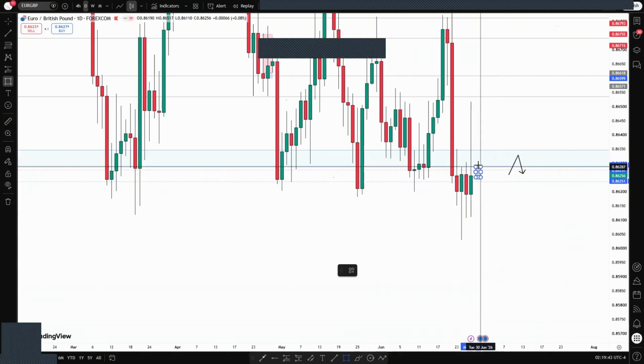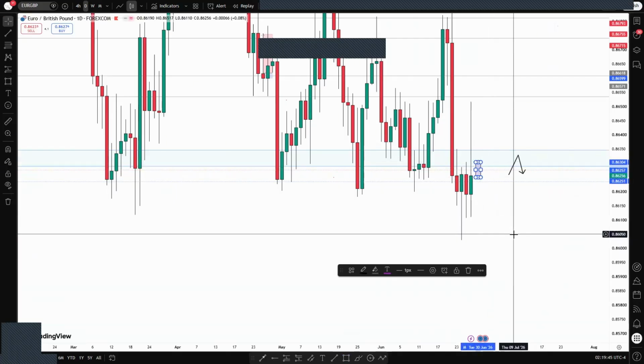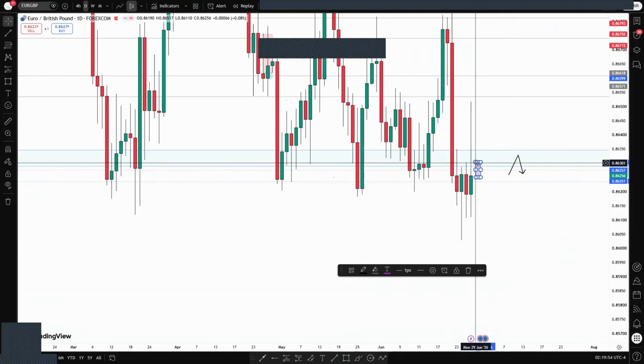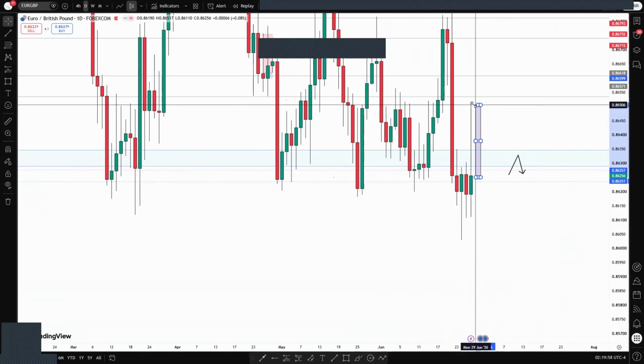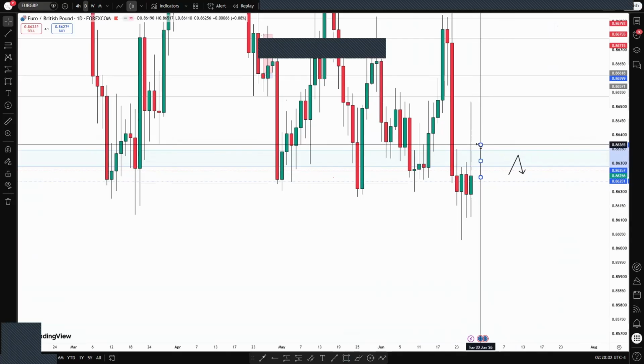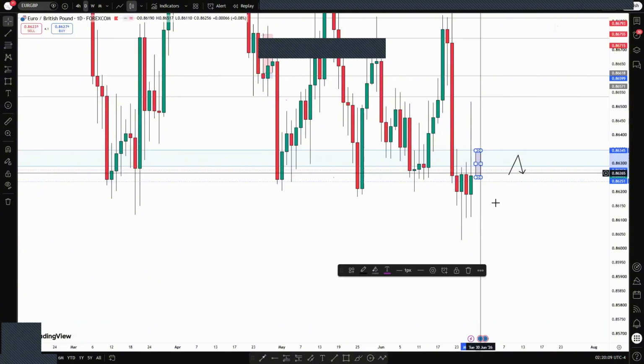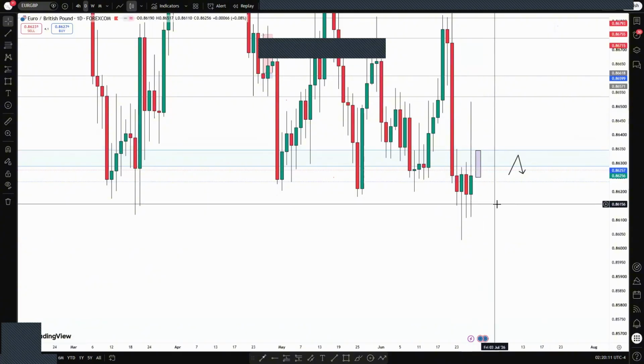So this is what I mean. I need price to push further back up, which is almost impossible. How? Because of this weak rejection here. So there's a high possibility that price's intention will be trying to fill out this wick here. But it will be stopped and paused at this level.